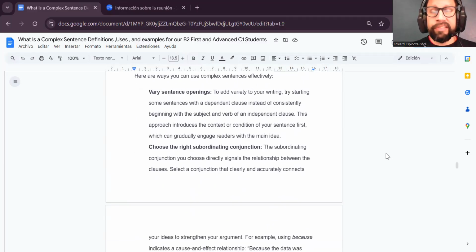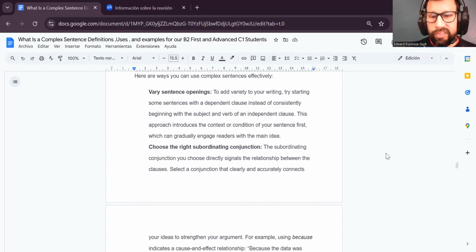Vary sentence openings. To add variety to your speech or writing, try starting some sentences with a dependent clause instead of consistently beginning with the subject and verb of an independent clause. This approach introduces the context or condition of your sentence first, which can gradually engage readers or listeners with the main idea.